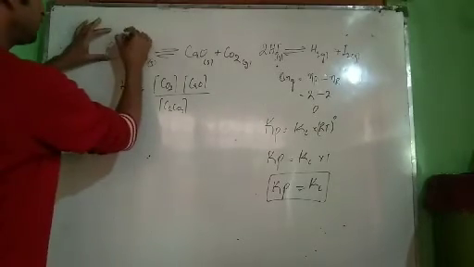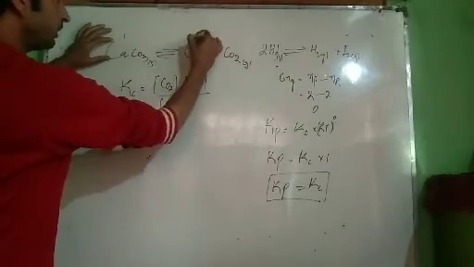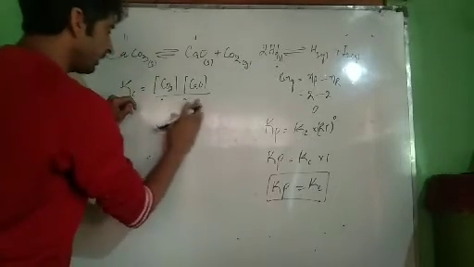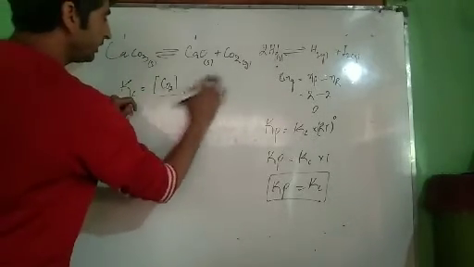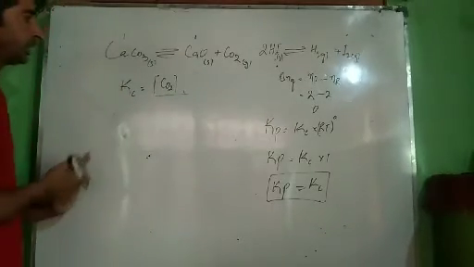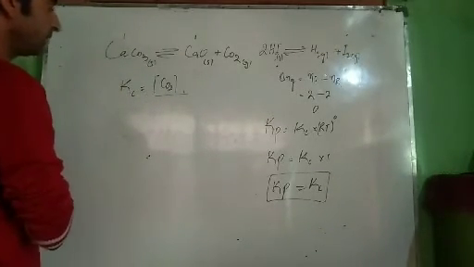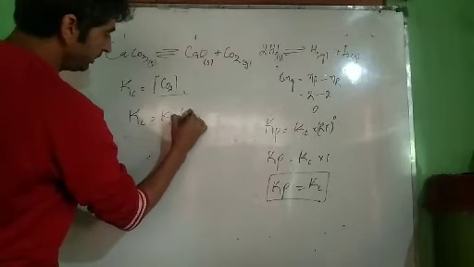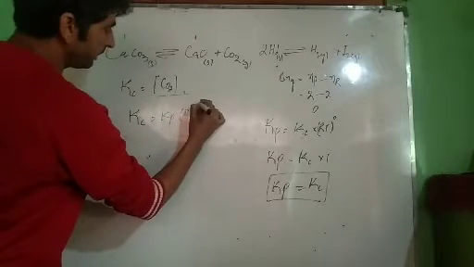But the active mass of this is taken to be unity. Active mass of this is taken to be unity. If we take it to be unity, we need not write it over here. Kc will be equal to only the concentration of carbon dioxide. Now what will Kp be equal to for this reaction? There is a relation. Kc is equal to Kp into RT raised to power del Ng.